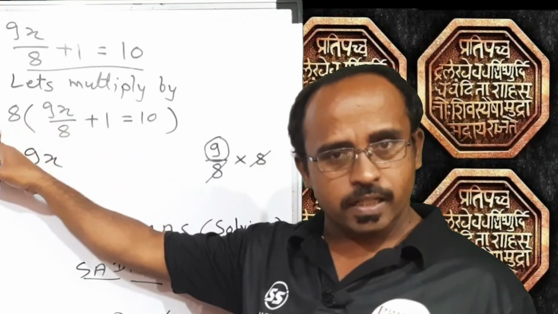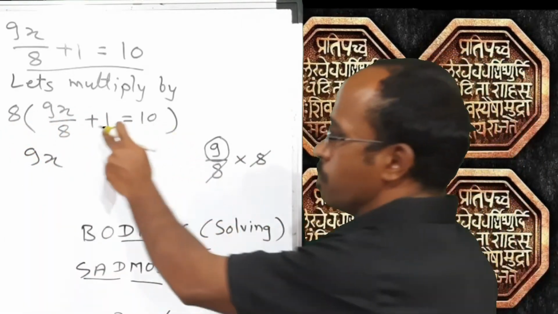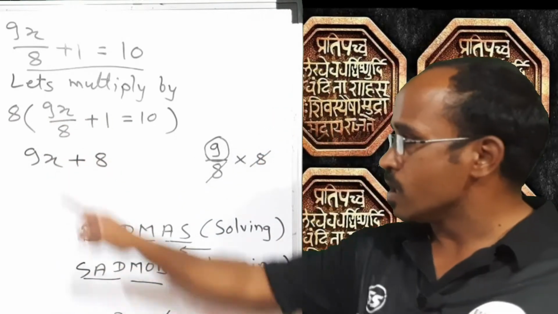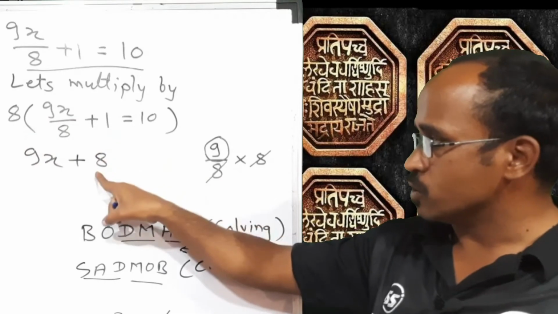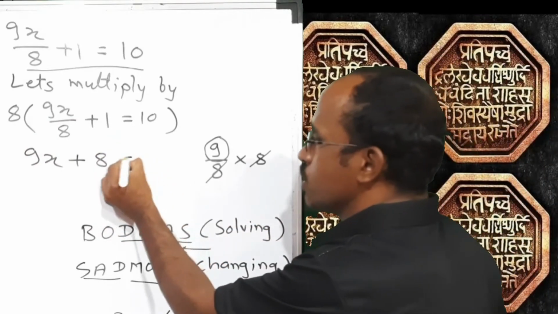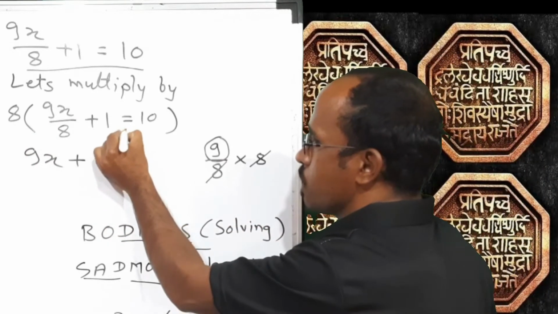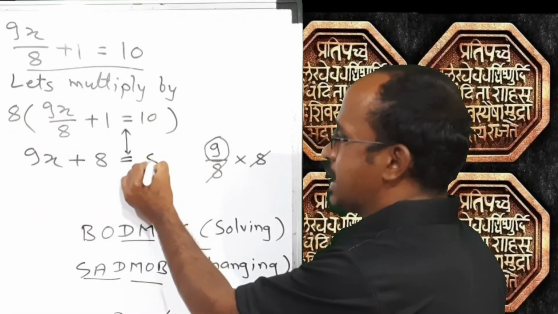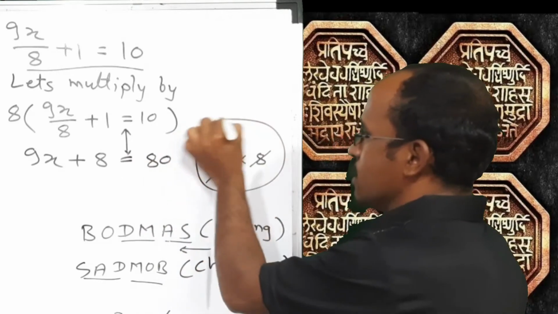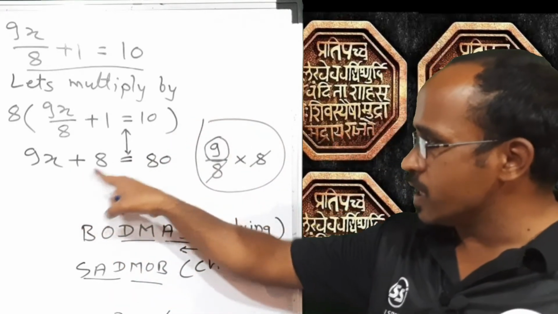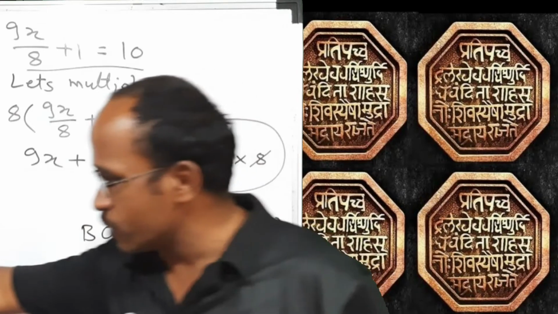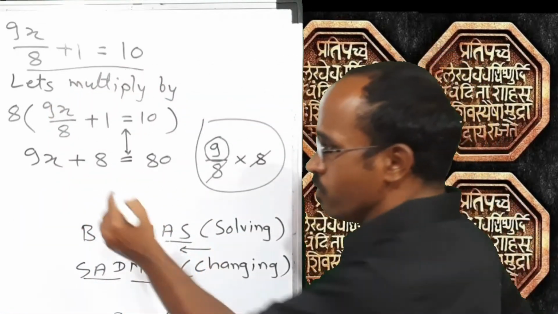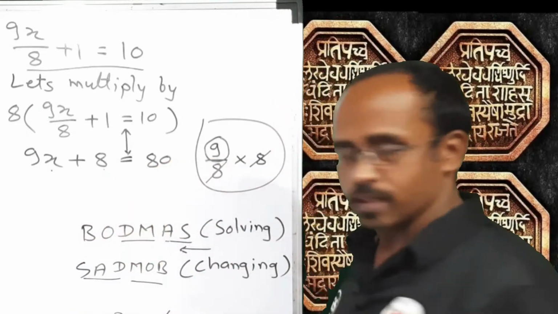1 multiplied by 8 is equal to 8, plus. So 9x plus 8 is equal to, 10 multiplied by 8 is 80. 9x plus 8 is equal to 80. Has it converted into this kind of problem? 17p minus 2 equals 49, where one variable is there and a few numbers are there.